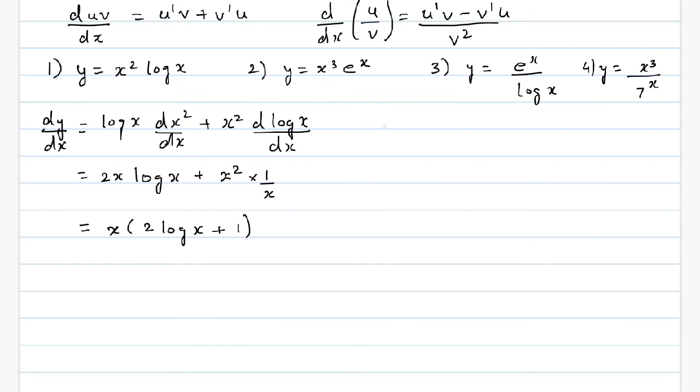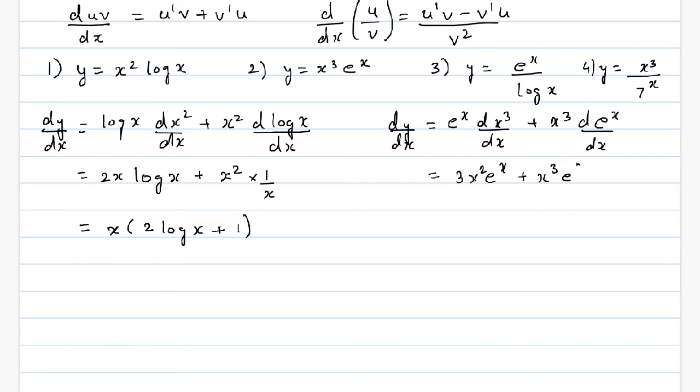Now for the second one, our dy by dx will be again multiplication. So we will take e raised to x constant, differentiate x cube with respect to x, and plus we will take x cube as constant and differentiate e raised to x with respect to x. This will be 3x e raised to x plus 3x square plus x cube e raised to x.